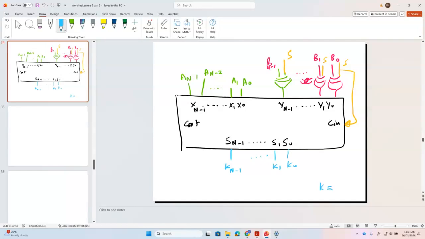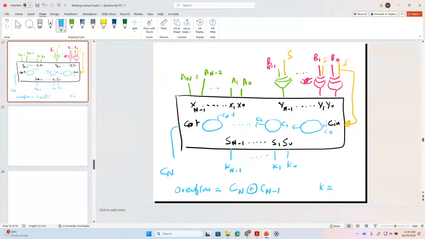Kn minus 1. Okay, and now we have this Cin. This Cin is C0, and this will give me C1, C2, up to Cn minus 1. Please remember, in the last stage it will be Cn minus 1, and the final Cout is Cn. What will be the overflow signal? Cn XOR Cn minus 1. Got it? Yes, this is how it works.